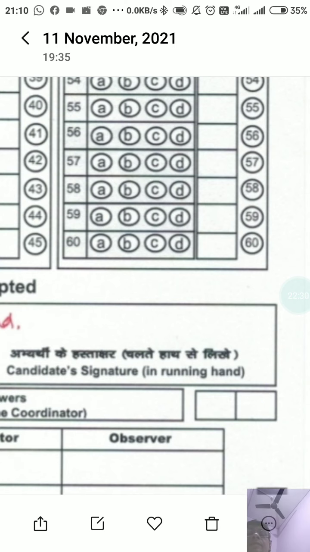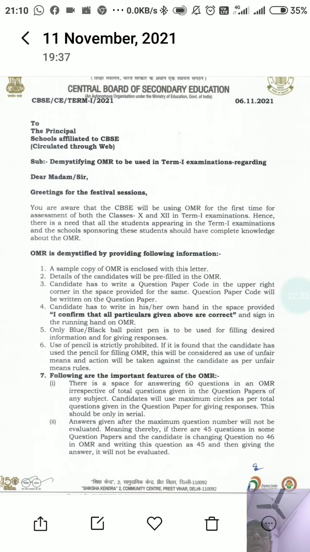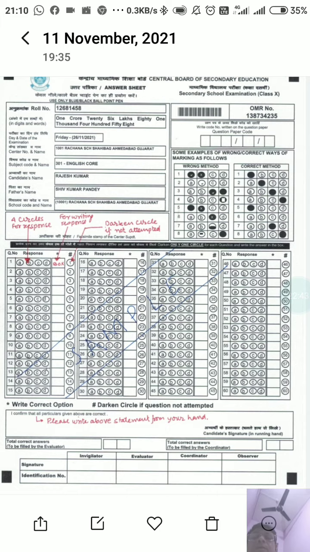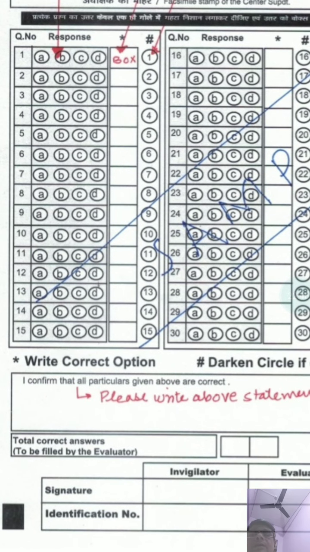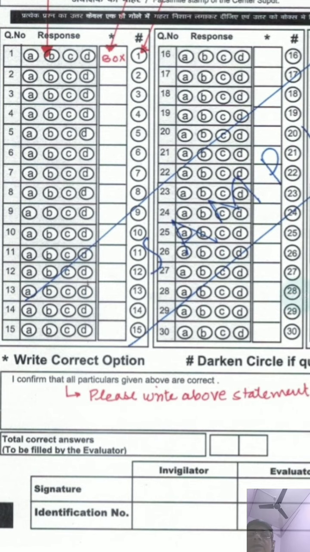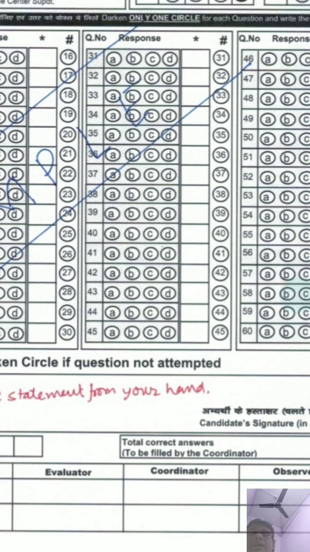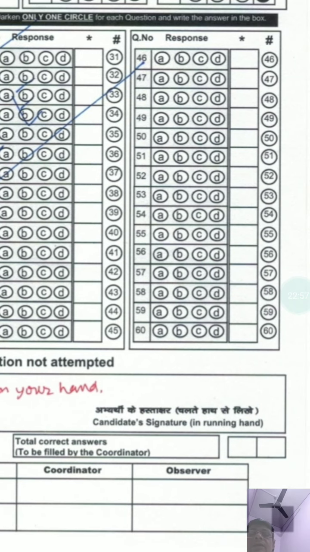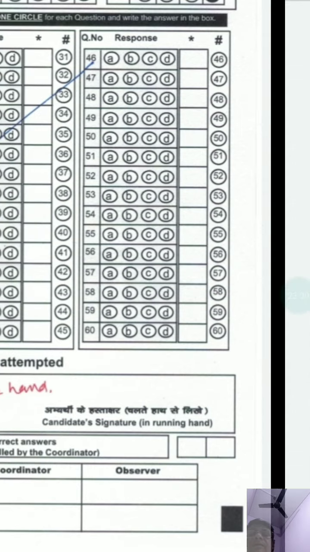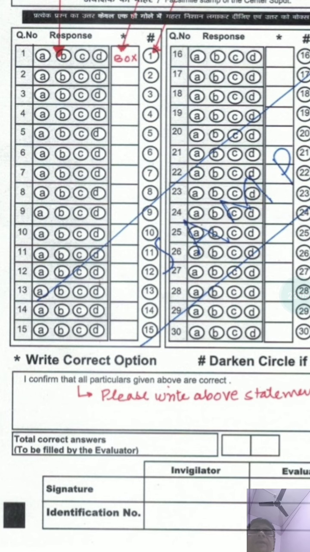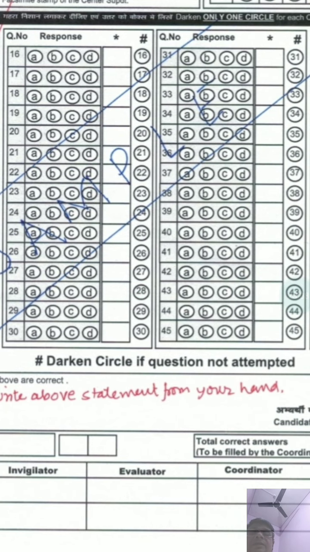And then at the top you see the signature of the invigilator and his identification number, evaluator signature and identification number, coordinator signature and identification number, observer signature and identification number. You don't need to write anything else here. Be careful, please do not write here.